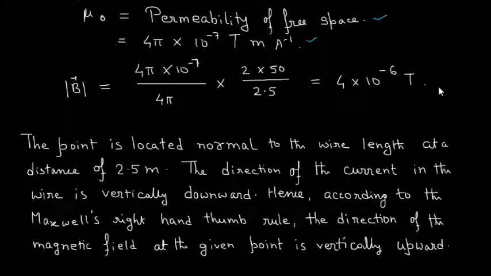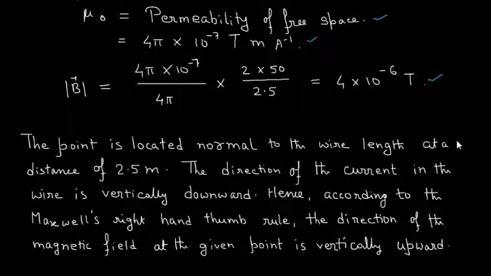So putting the values, we get 4π |B| = 4π × 10^-7 / 4π × 2 × 50 / 2.5. Upon solving, we get 4 × 10^-6 T. The point is located normal to the wire length at a distance of 2.5 meter.